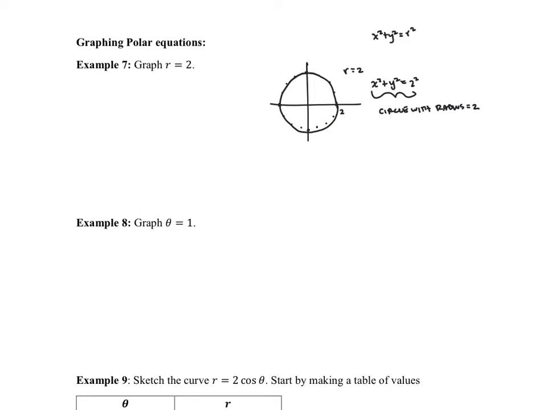Okay, how about a graph of theta equals 1? Well, theta will always be in radians, so get used to it. And 1 radian is approximately equal to 57 degrees.